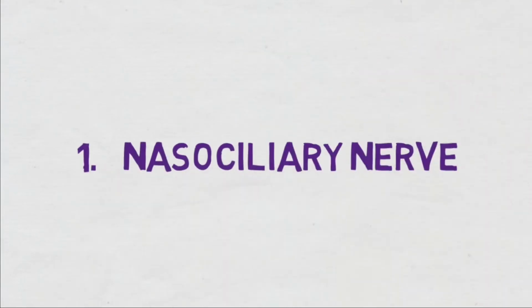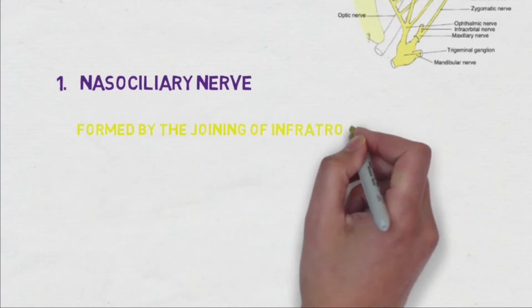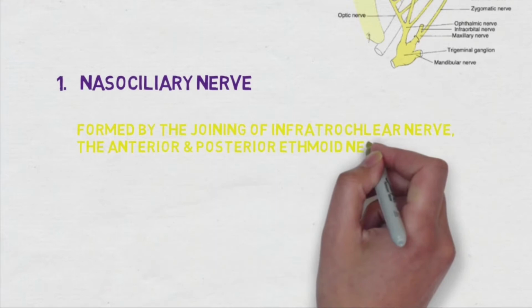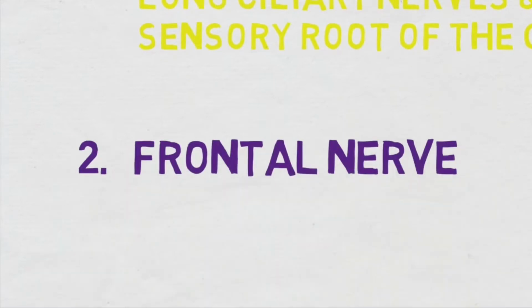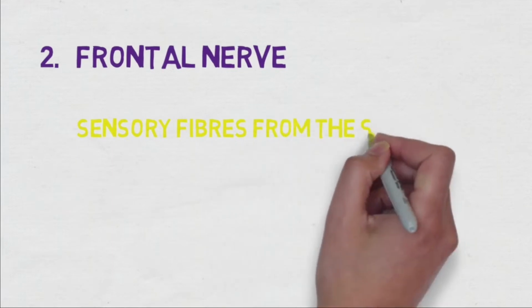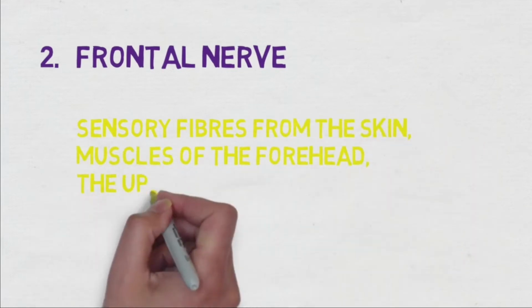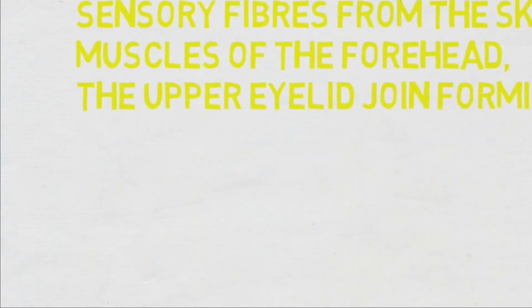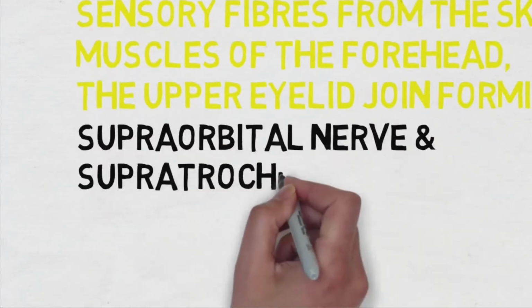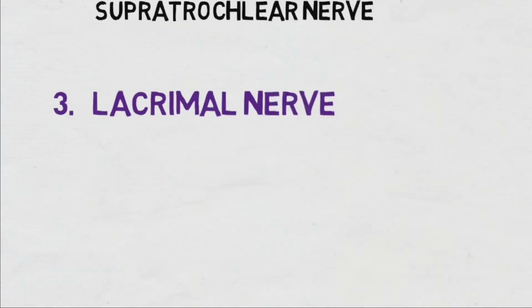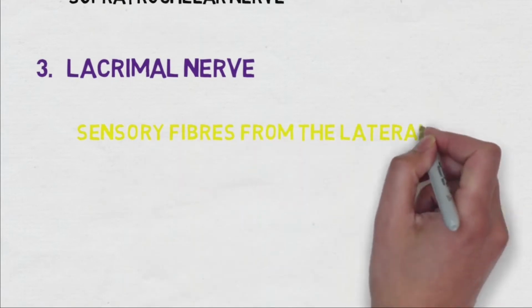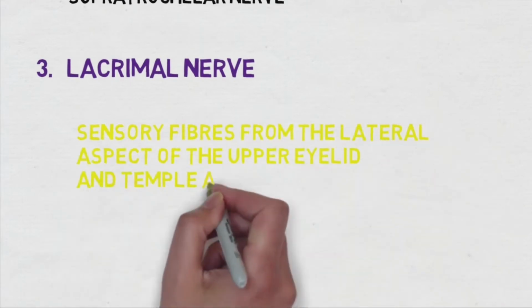Let's take a look at the nasociliary nerve. The nasociliary nerve is formed by the joining of the infratrochlear nerve, the anterior and posterior ethmoid nerves, long ciliary nerves, and sensory root of the ciliary ganglion. The frontal nerve consists of sensory fibers from the skin and muscles of the forehead and the upper eyelid, which join and form the supraorbital nerve and supratrochlear nerve. Next, the lacrimal nerve consists of sensory fibers from the lateral aspect of the upper eyelid and the temple area of the lacrimal gland.